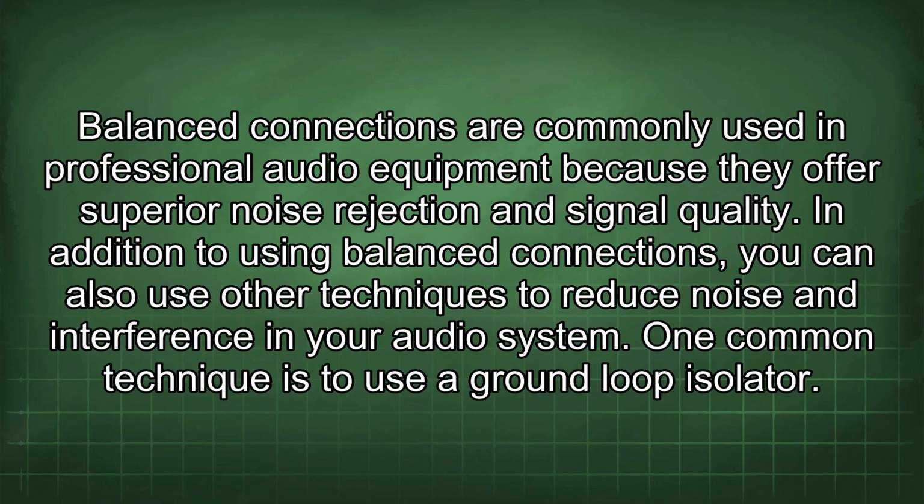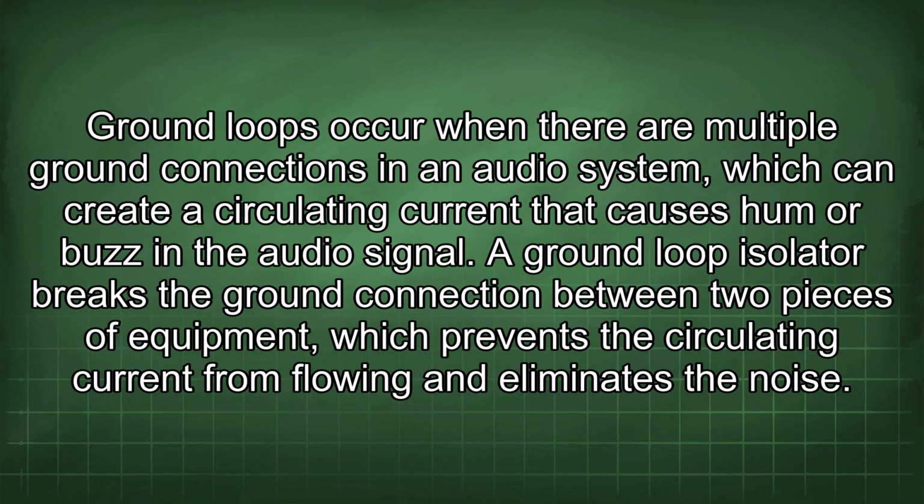In addition to using balanced connections, you can also use other techniques to reduce noise and interference in your audio system. One common technique is to use a ground loop isolator. Ground loops occur when there are multiple ground connections in an audio system, which can create a circulating current that causes hum or buzz in the audio signal.